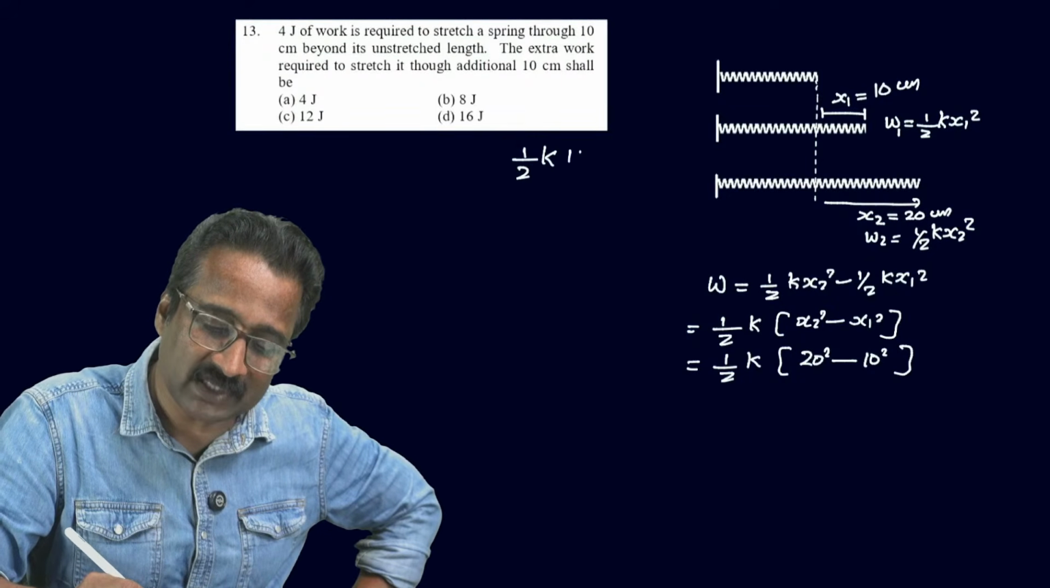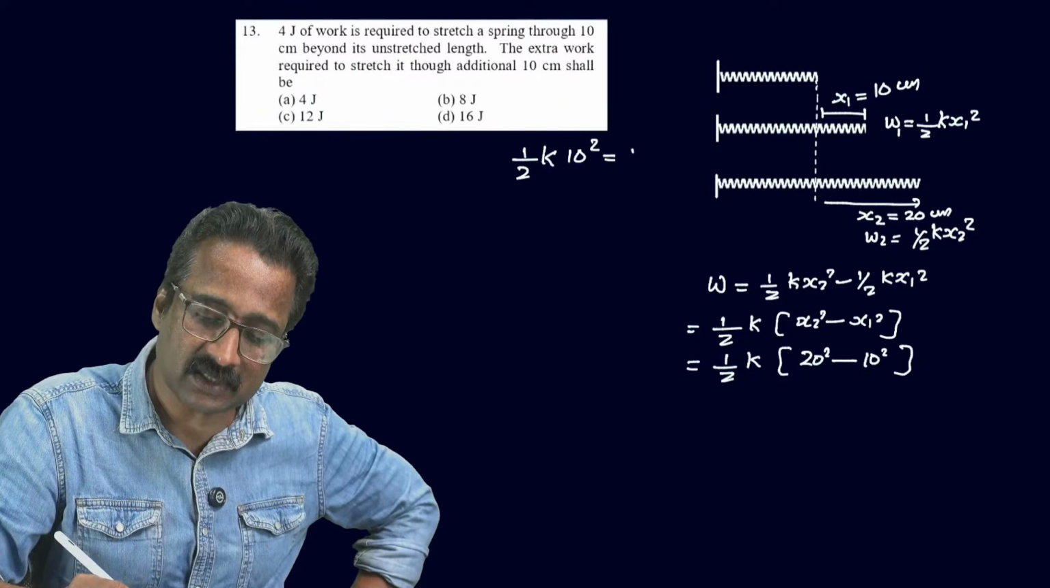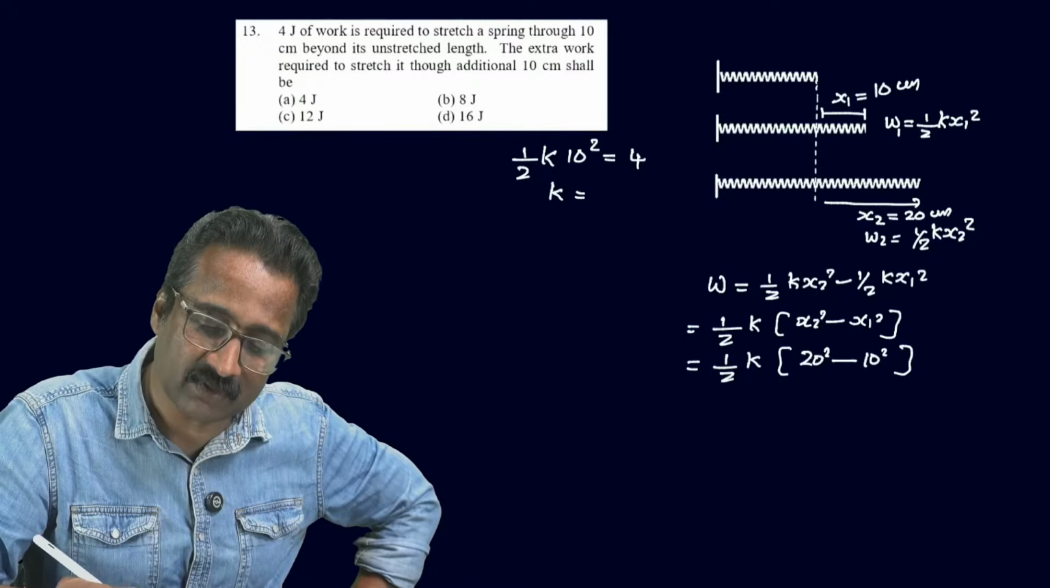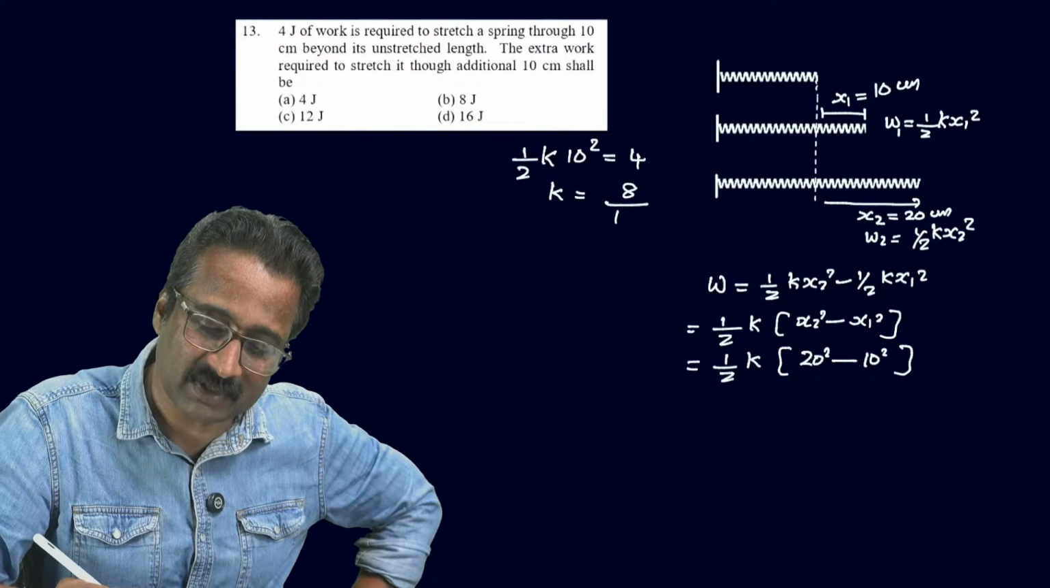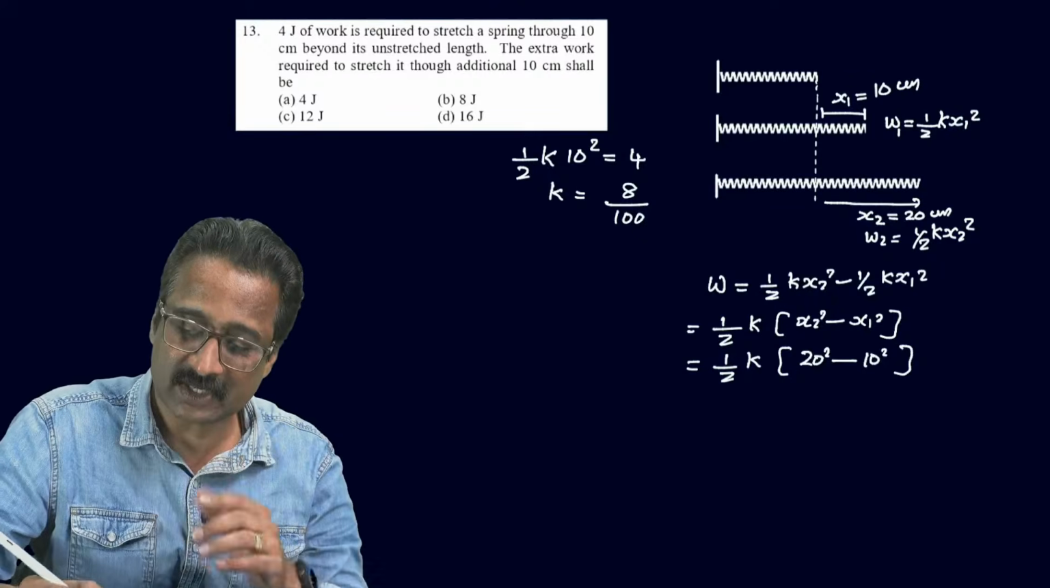Half K into 10 squared, because 10 is the elongation in the first case. They say that is 4 joules. Okay, with that you can find the value of K. It is 8 divided by 100, or 8 by 10 squared. So I'll be using that here.